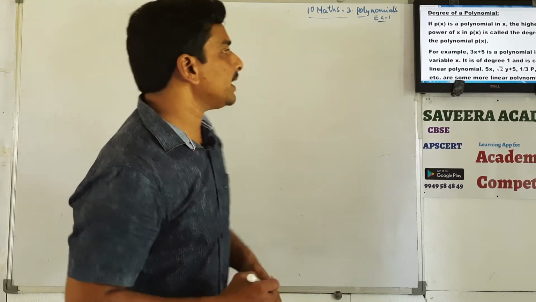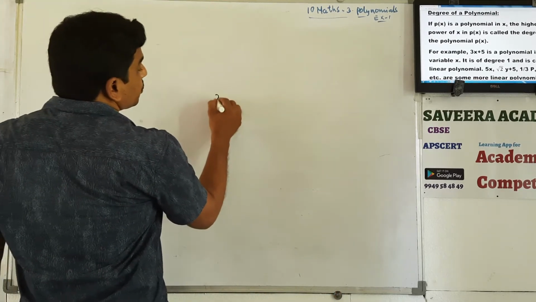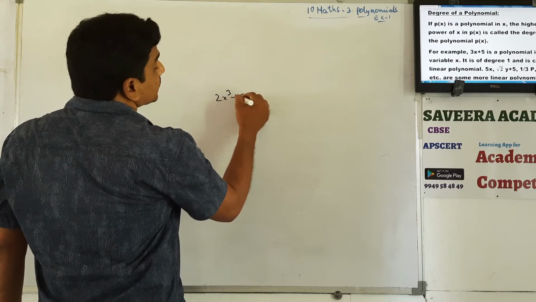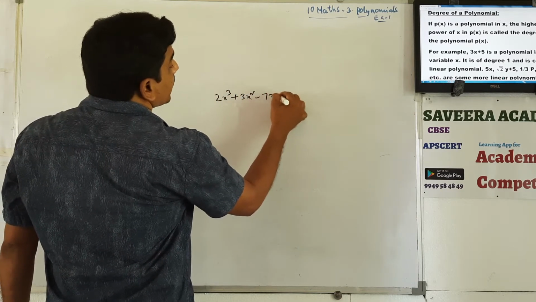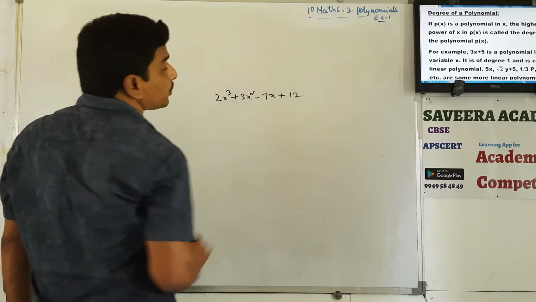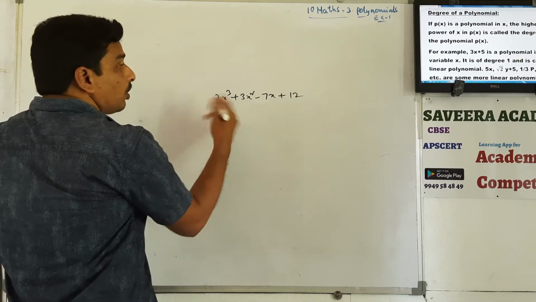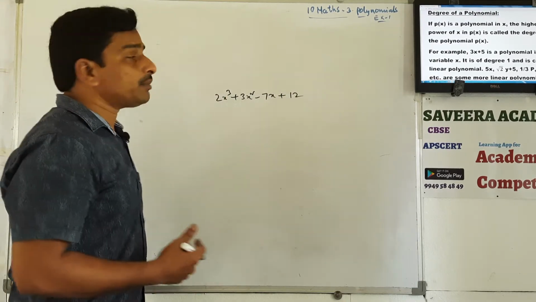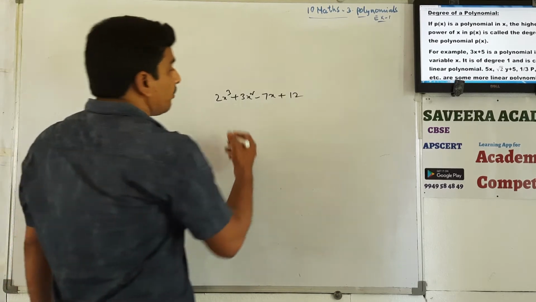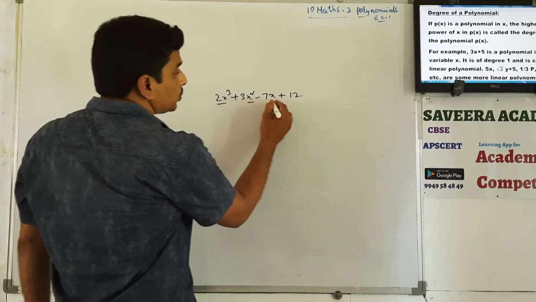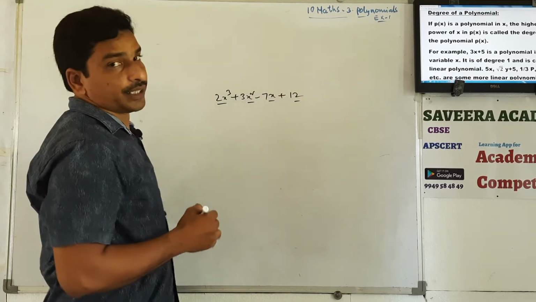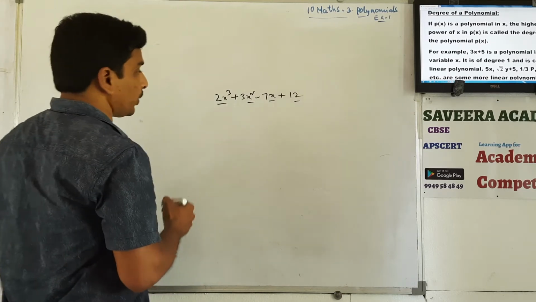You have to consider. Here see some example I will give you. 2x cube plus 3x square minus 7x plus 12, suppose. So how many terms are there in this polynomial? How many terms are there means here 1, 2, 3, 4. 4 terms are there in this polynomial.